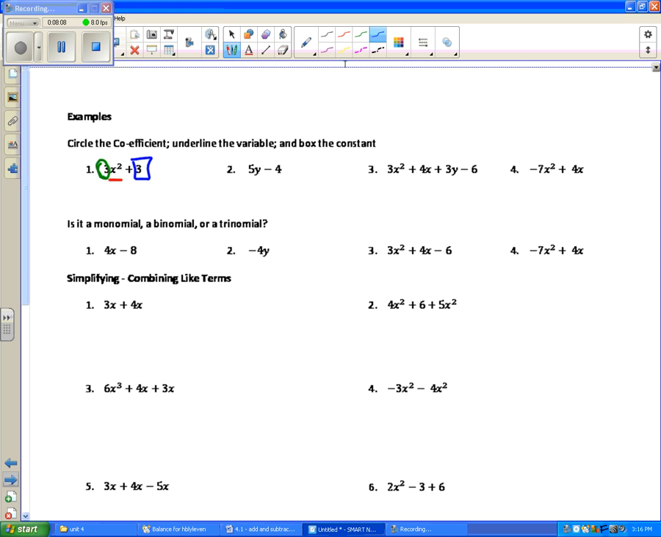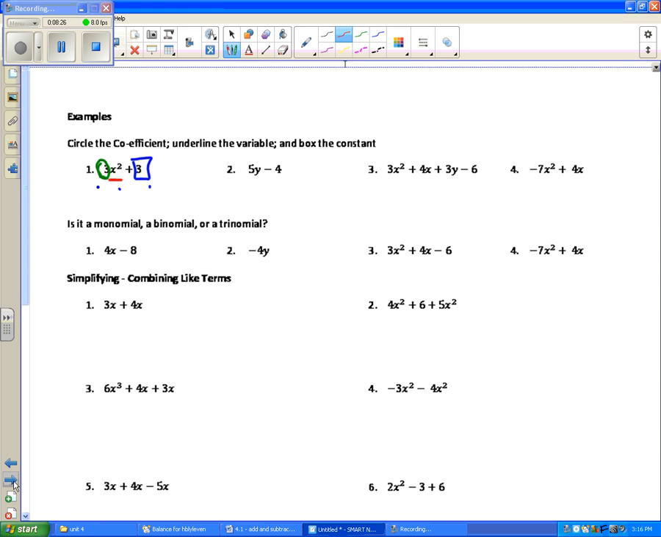And I want to put a box around the constant. Remember, the constant is a number all by itself. It doesn't have a variable. So we circled the coefficient, we underlined the variable, and we put a box around the constant. Let's do one more example together, and then I'll have you do these other two on your own.